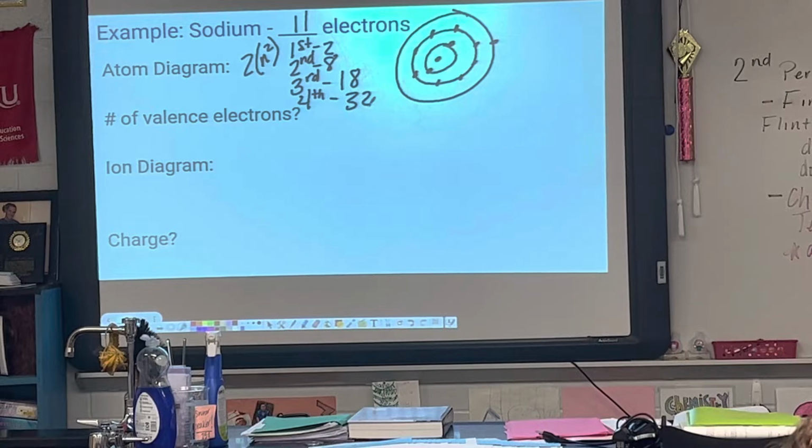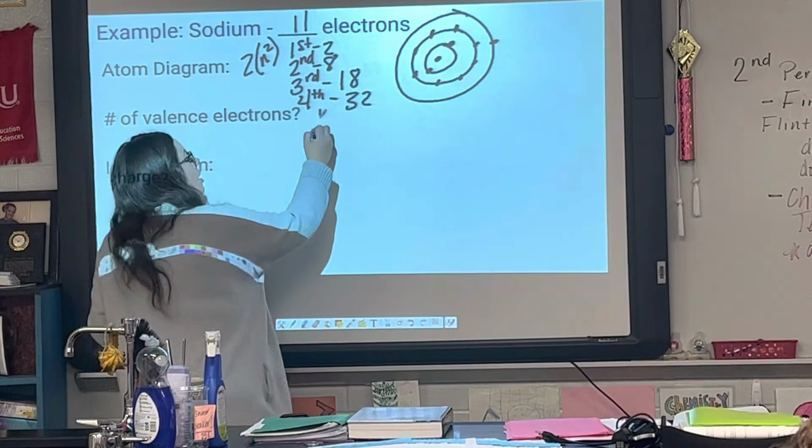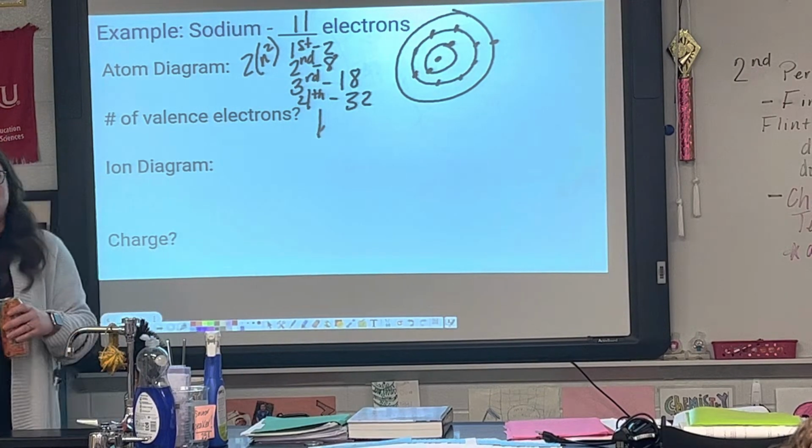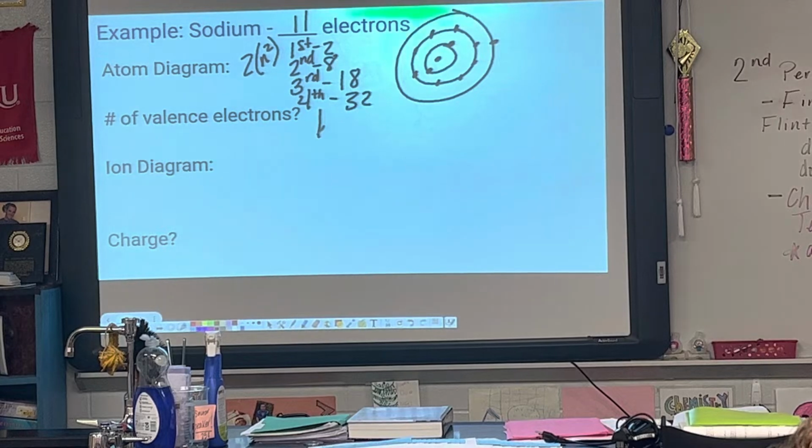Alright, so now, valence electrons. Which ones are the valence electrons? The outer ones, right? So how many valence electrons does sodium have? 1. How can we find that a lot quicker without drawing this? The group number, because sodium's in group 1, it has 1 valence electron.